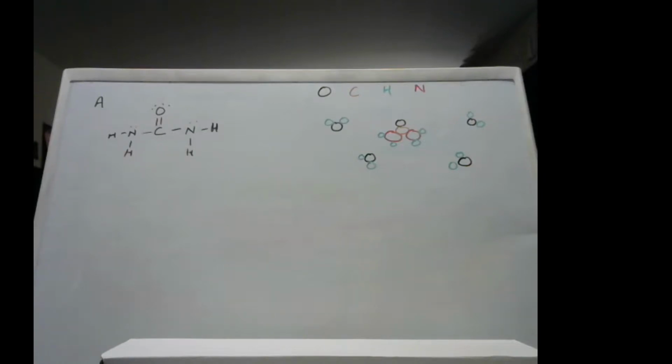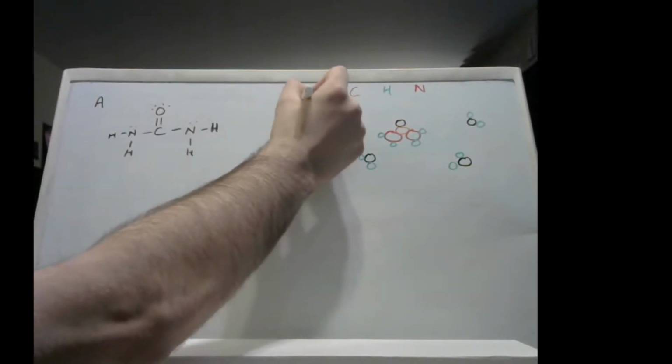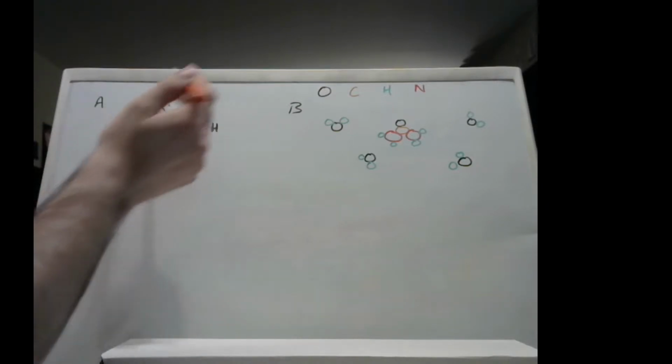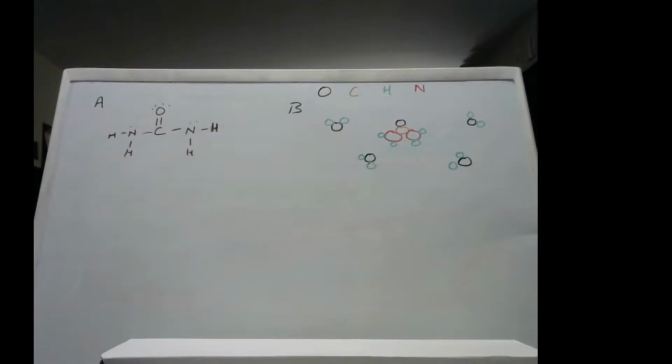Okay, we're going to try something new with the AP Chem stuff. So on the board here we have 2019A, and I suppose I should probably label B. Okay, in question A, it's asking for the hybridization of the carbon atom. So we can ignore literally everything else, and all we care about is the carbon.